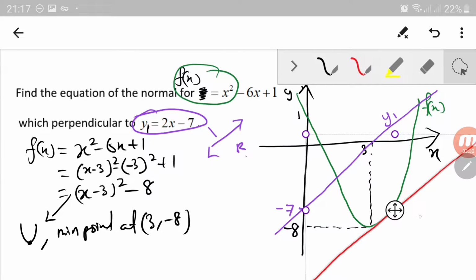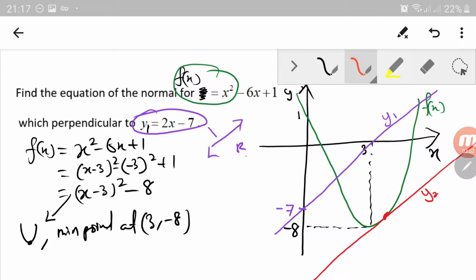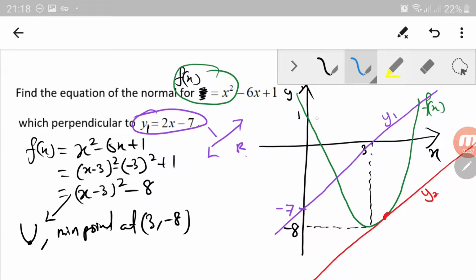This y2 is parallel to the purple line, because we want to know where the point will intersect. So y2 will share the same gradient. Then we have our blue line, our perpendicular line, something like this. So this is y3.